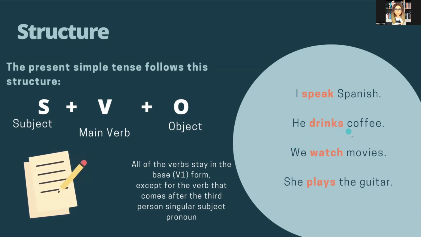We watch movies. So for this one, we have we, this is plural. So because it's plural, the verb watch doesn't need to change at all. She plays the guitar. So for this, we add an S on plays. Why? Because this is third person singular. We know because of the pronoun she.